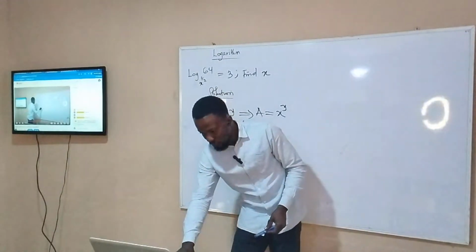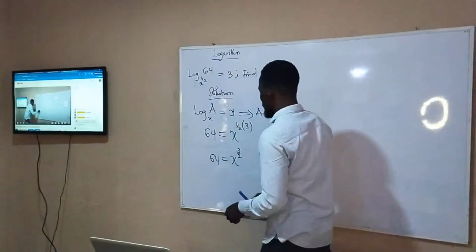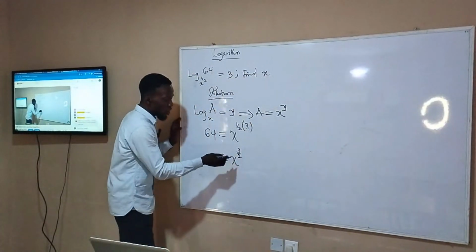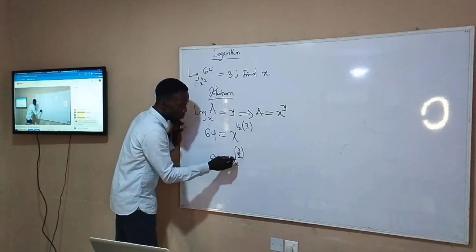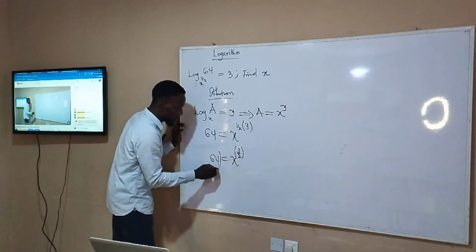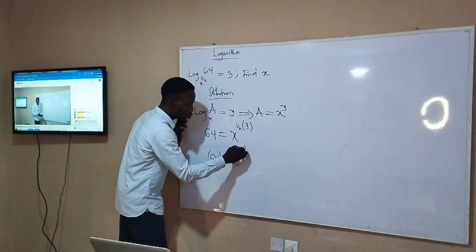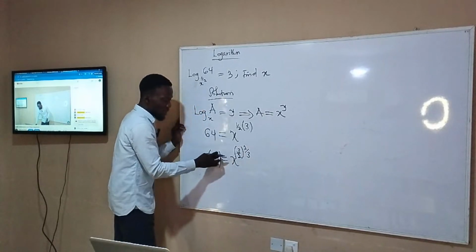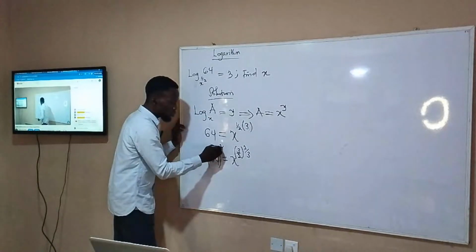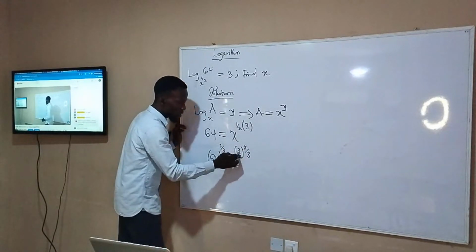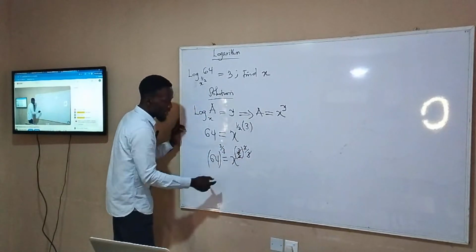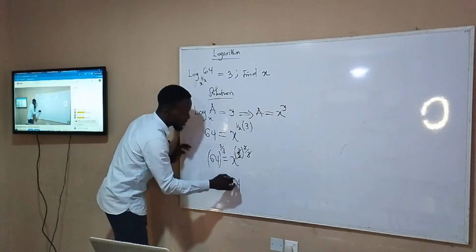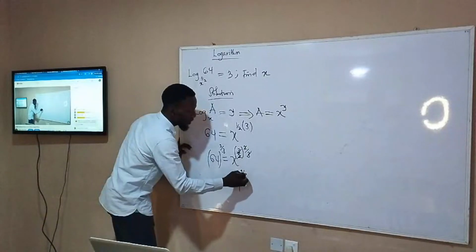Are you with me? Now, the major problem I'm faced with is x raised to 3 over 2. How am I going to send this away? To send what is here away, all I need to do is multiply both sides by 2 over 3, so that 2 over 3 will cancel out what is here, but it will reflect here. So 2 cancels 2, 3 cancels 3. Ordinary x is left. So we can say x equals 64 raised to 2 over 3.